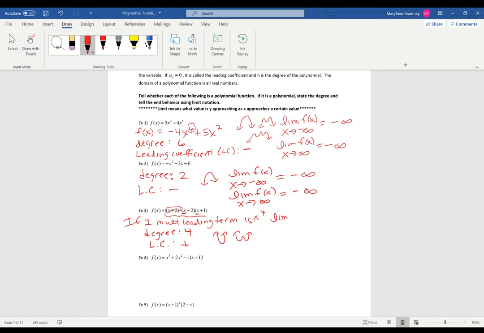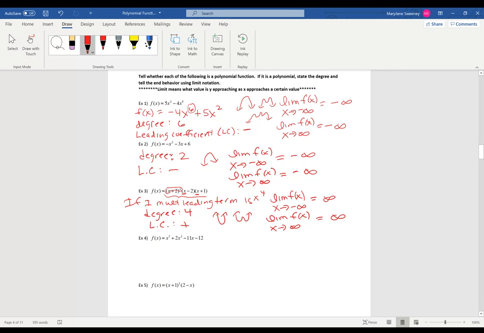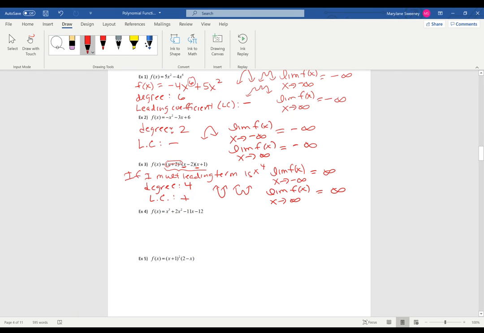So all I care about is when I do the limit of f of x as x approaches negative infinity, my answer would be infinity because my ends are up. If I do the limit of f of x as x approaches infinity, it would again be infinity. So it's saying to the left on the graph as x is going to negative infinity, my y's are going to infinity. To the right on the graph as x goes to positive infinity, my y's are going to infinity.